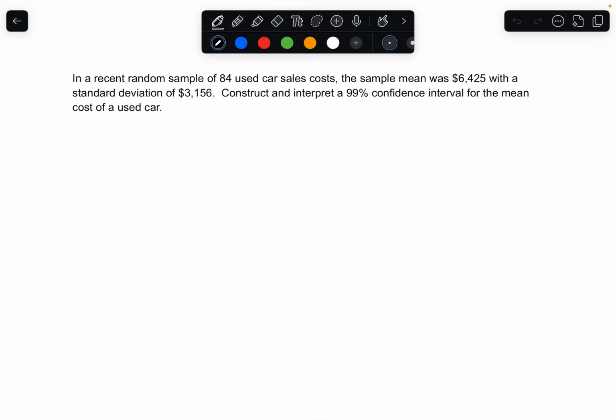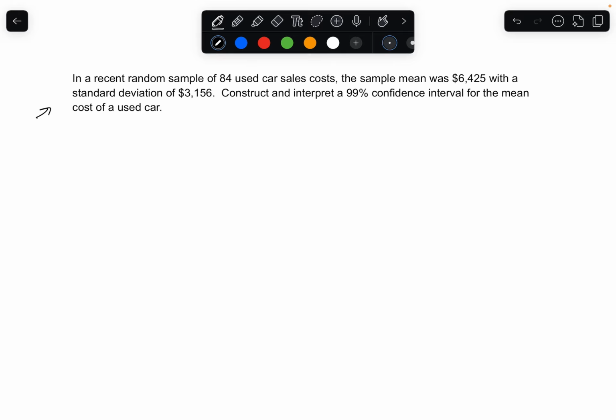In these next couple of videos, we're just going to get some practice creating confidence intervals for means. So you can take a look at the step-by-step process outlined above. That's going to be what I'm roughly following here. Let's have a look at our example.